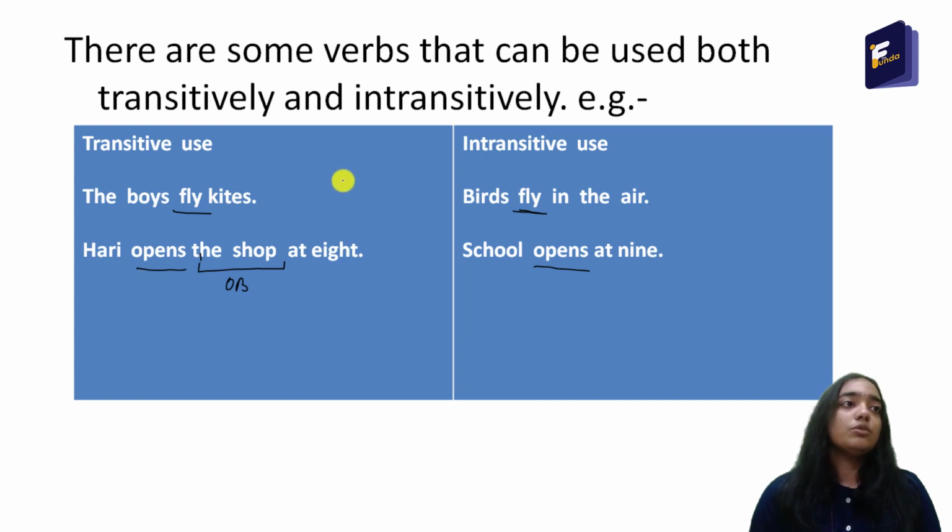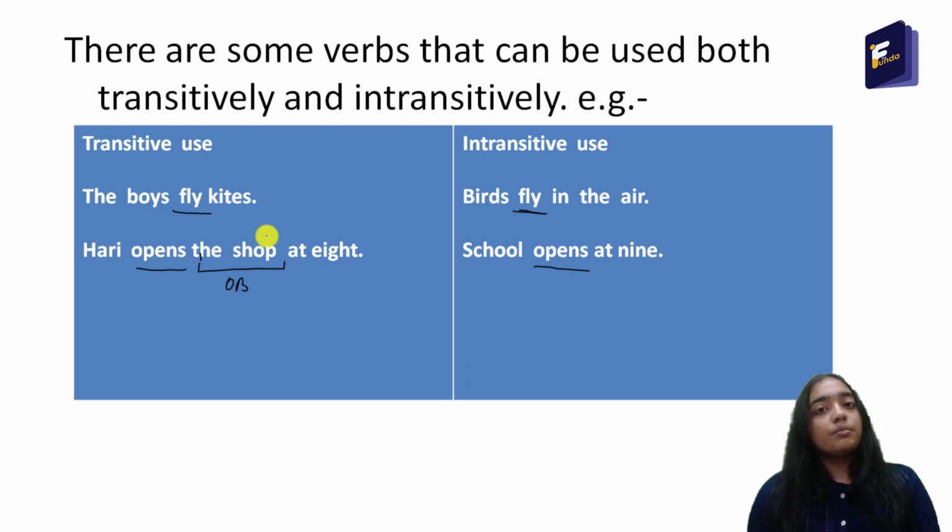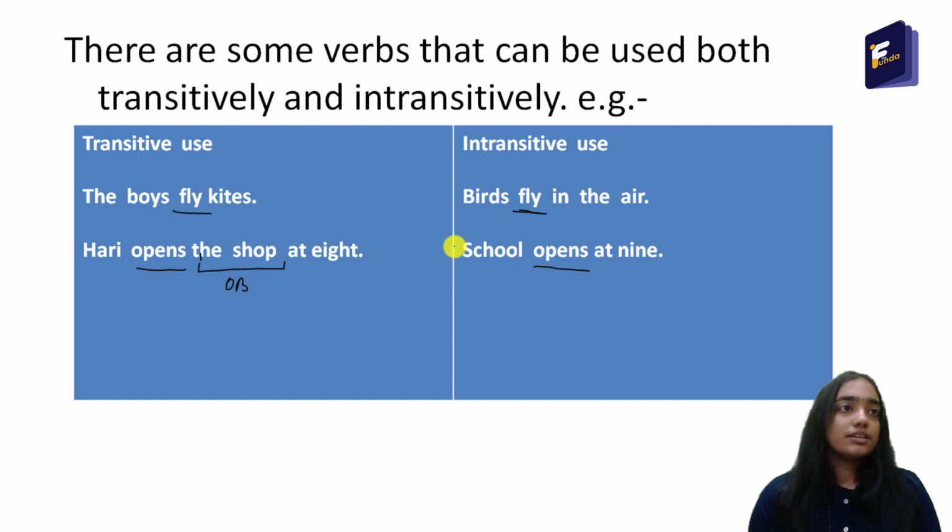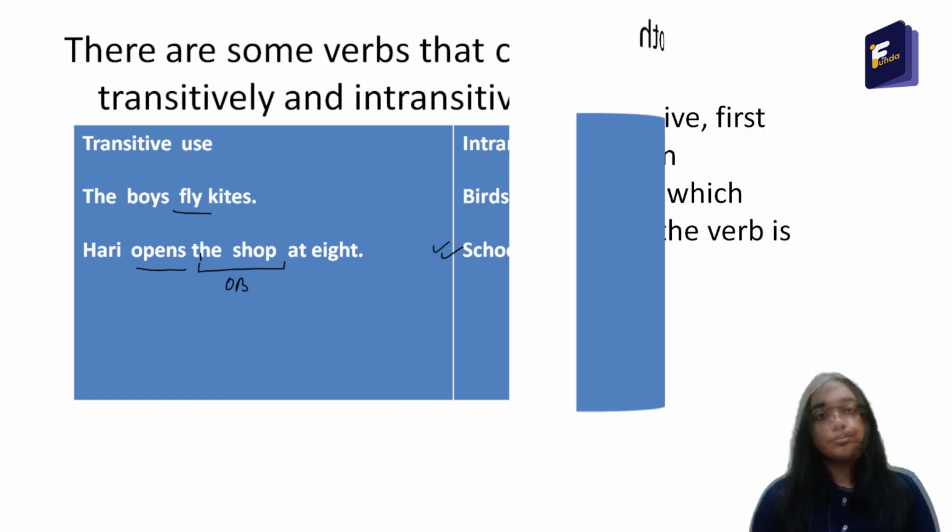So here the word opens is transitive. Similarly, the word opens in "the school opens at 9" is intransitive, because if I write "the school opens", it still makes complete sense. "At 9" is just something extra that I am writing. It's not the object. That is why in this sentence the word opens is intransitive.